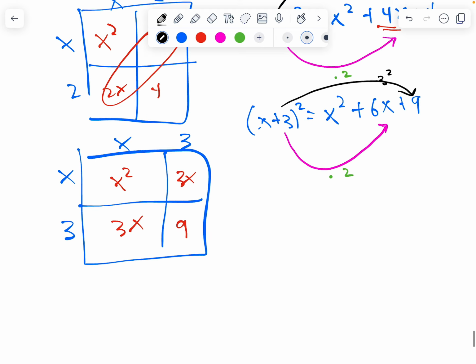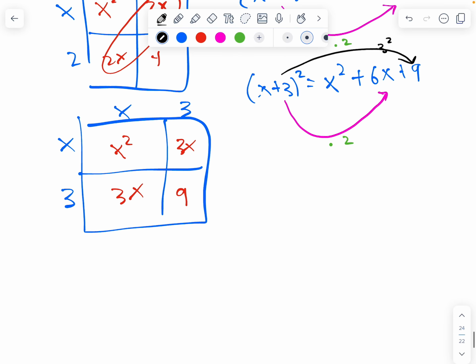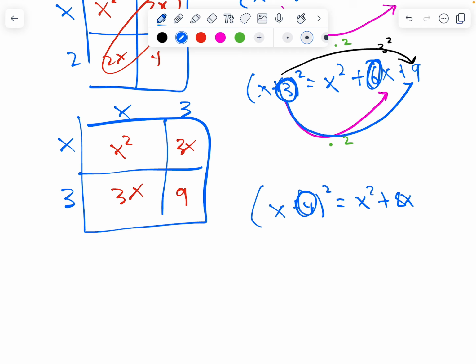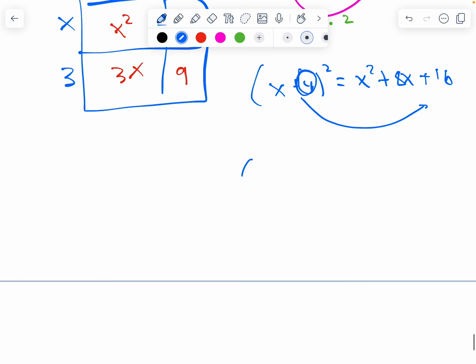So let's see if we can extend that pattern without drawing the box right away. We've got x plus 4 squared is equal to x squared plus, just like the 3 made a 6, the 4 is going to make an 8. Just like the 3 made the 9, the 4 is going to be squared and make a 16. So you have x squared plus 8x plus 16. All right, let's do another one.